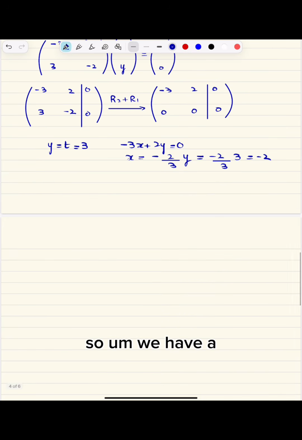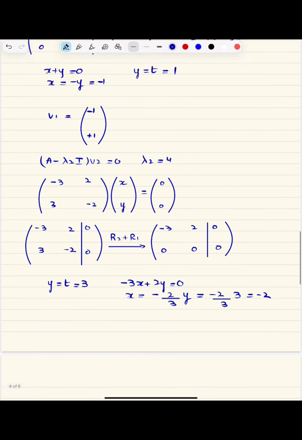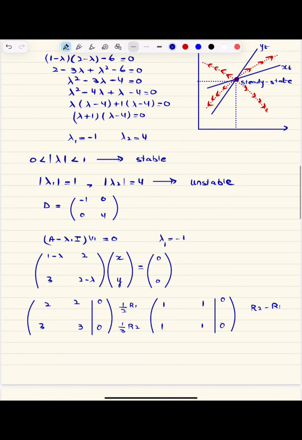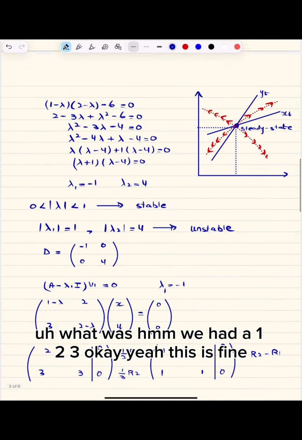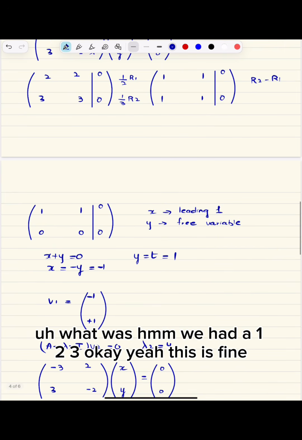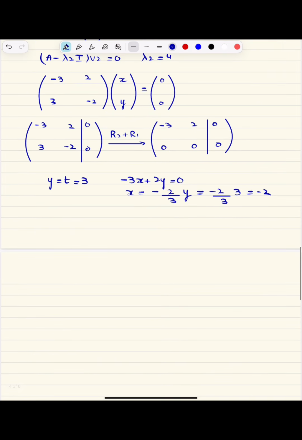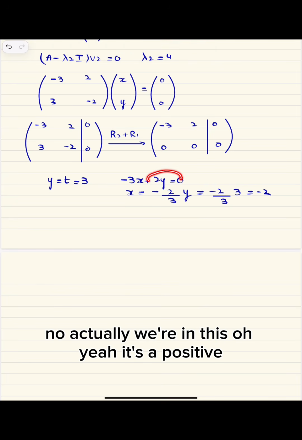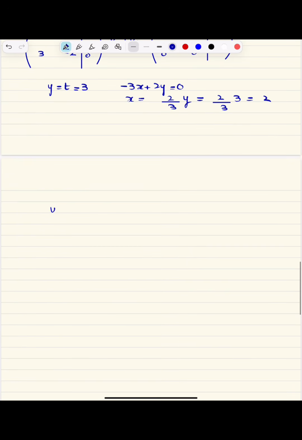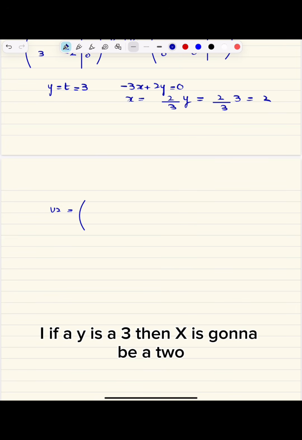So we have... did I write it properly? Wait. What was... we had 1, 2, 3. Okay. Yeah, this is fine. So we have right here... Oh, actually, wouldn't this... Oh, yeah, it's a positive. Okay. So v2 is going to be, if y is 3, then x is going to be 2.